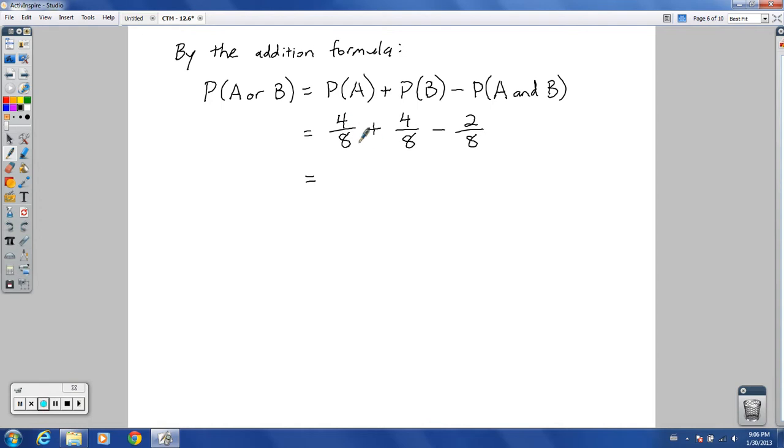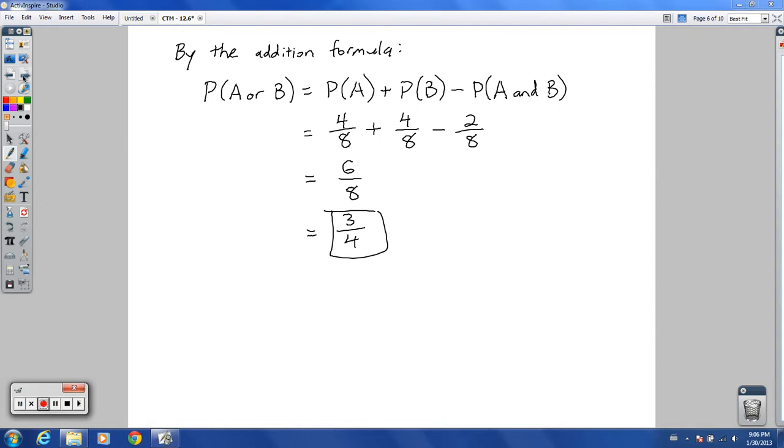Alright, so let's put this together. Common denominator, that's why I left this the same. I didn't want to reduce because I'm going to just now take the tops and add and subtract them. So the common denominator of 8 stays that way. 4 plus 4 is 8, minus 2 is 6. This can be reduced to 3 out of 4, and that is our final answer for this one.